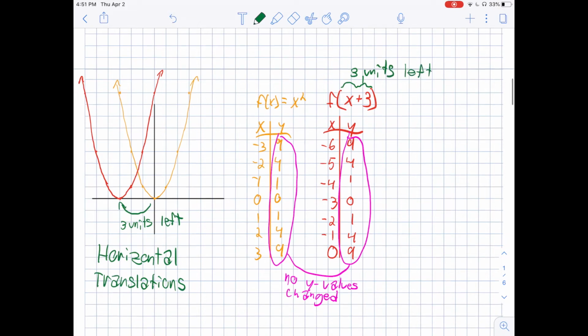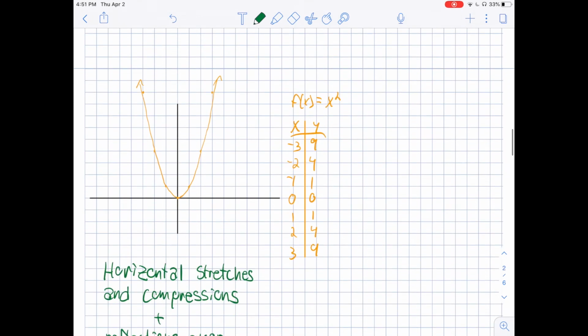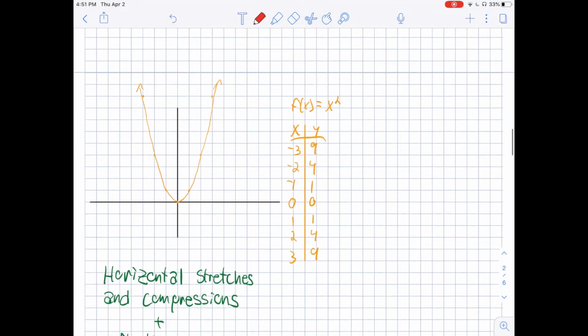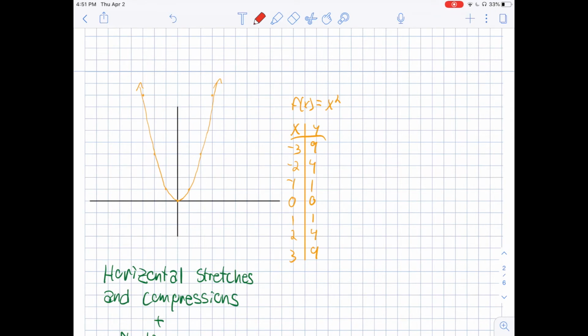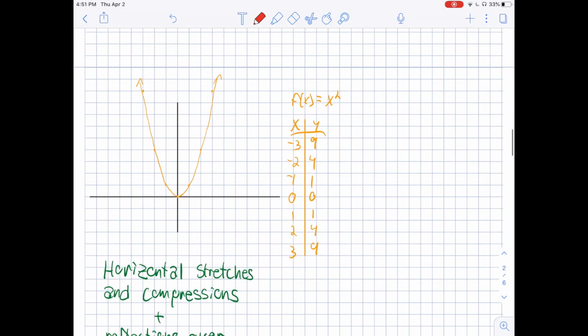So keeping with our horizontal transformations, next we're going to look at horizontal stretches and compressions. So again, we have the graph of the function f of x equals x squared. And what if we wanted to do a horizontal stretch by 2? So we're going to take all of our x values and multiply them by 2. 0 is going to stay at 0. Here we have the point 1, 1, so the x value is 1. Our new x value will be 2. Same here, would be negative 1, so our new x value is going to be negative 2.